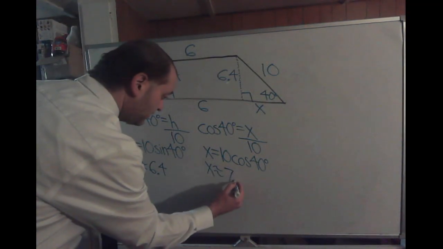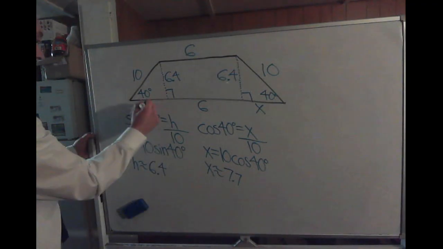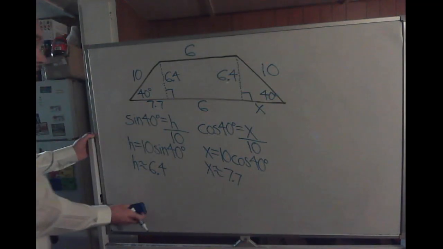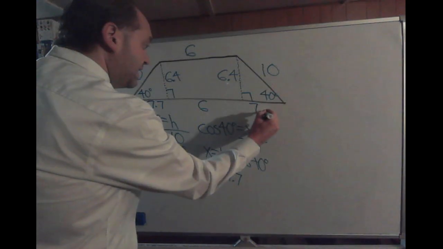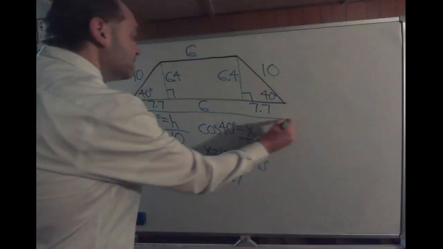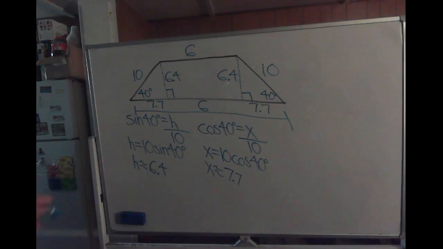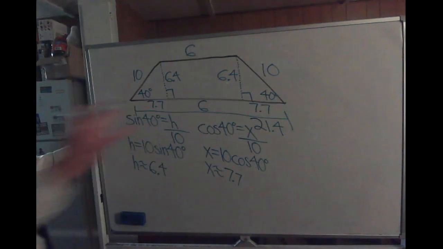So each of these segments here is 7.7. Now, in order to find the length of this whole base, we just have to take these 3 segments and add them up, and then we'll have an answer. So let's go ahead and find the length of this whole base. It'd be 21.4. Okay, so the length of your base here is 21.4.